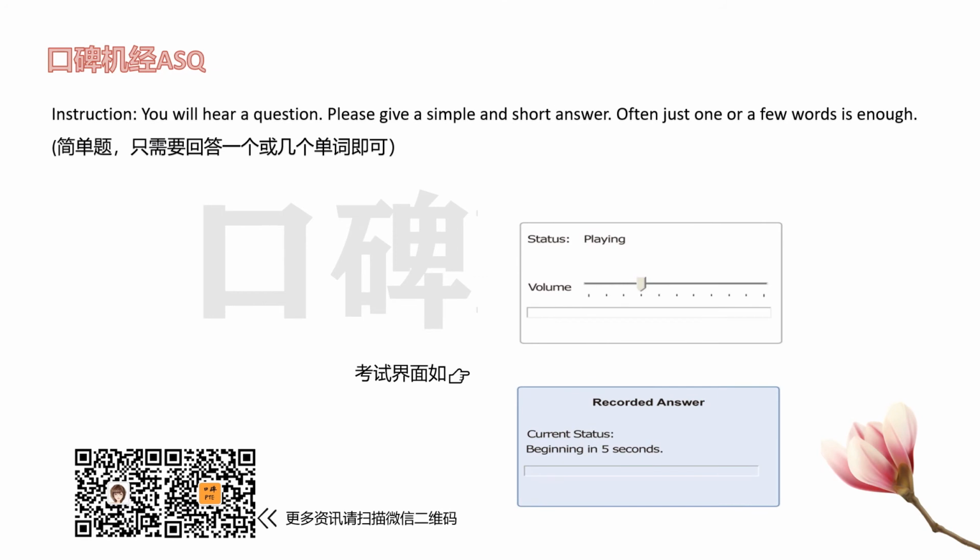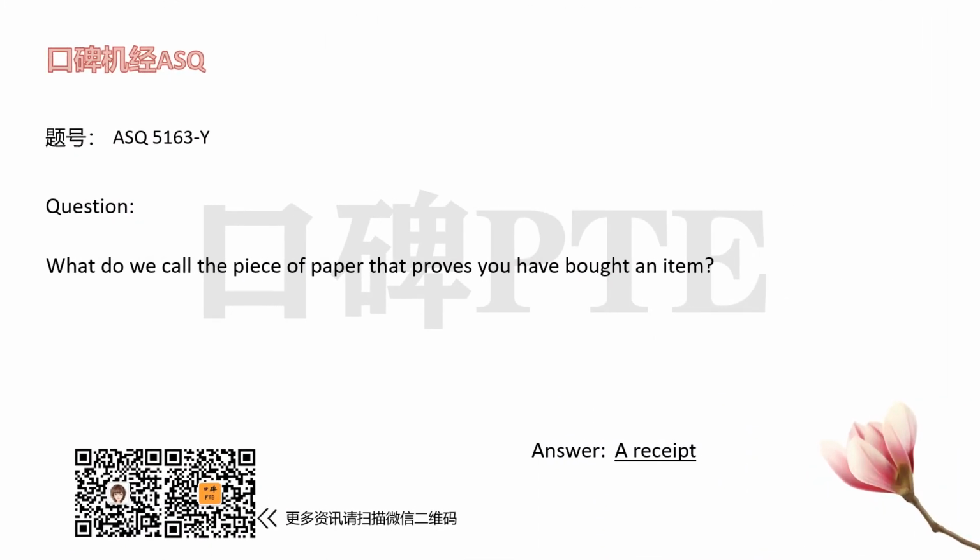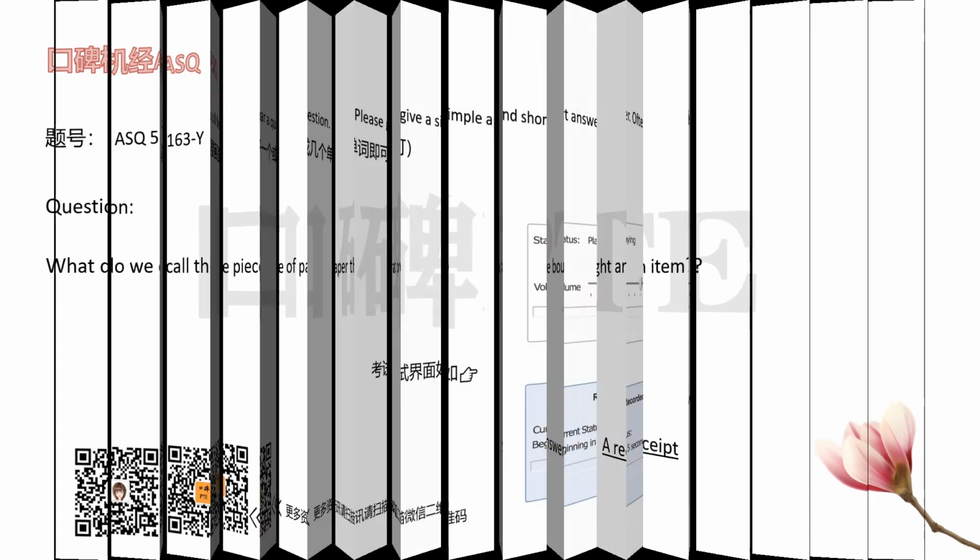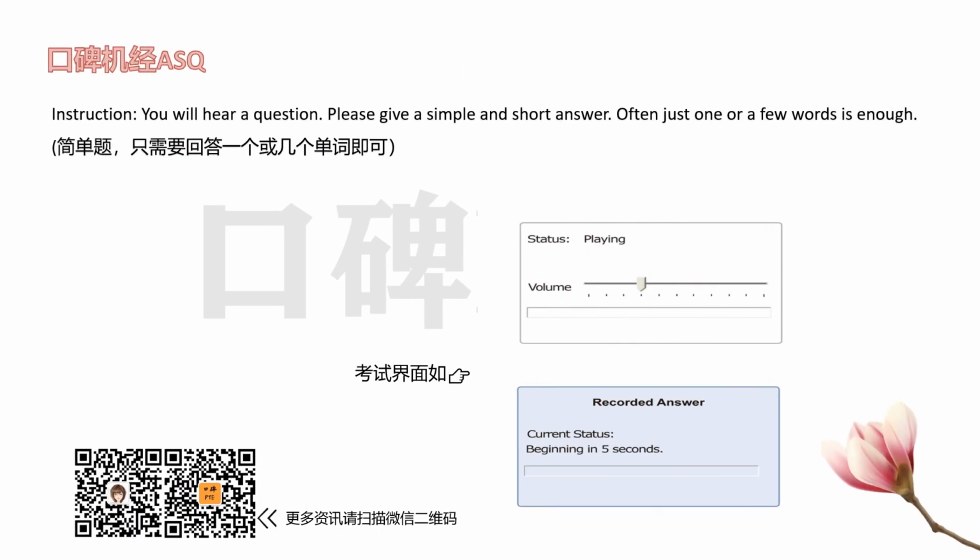What do we call the piece of paper that proves you have bought an item? Do unions work for workers or management?